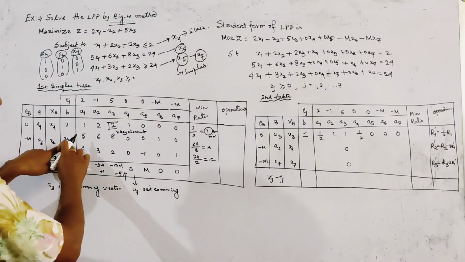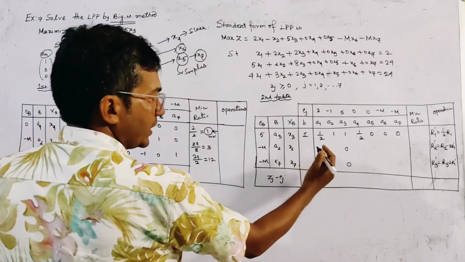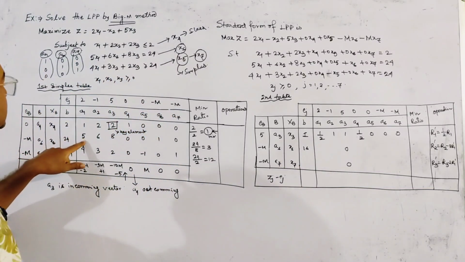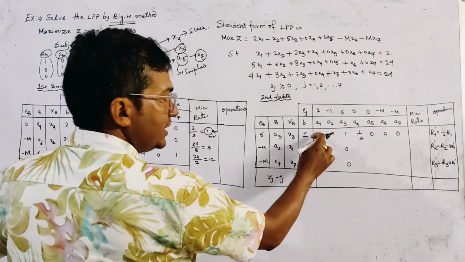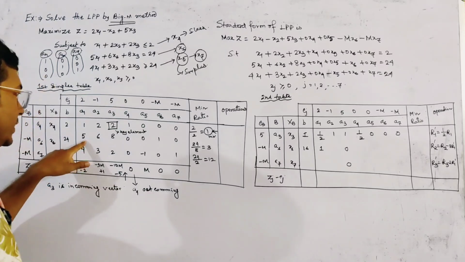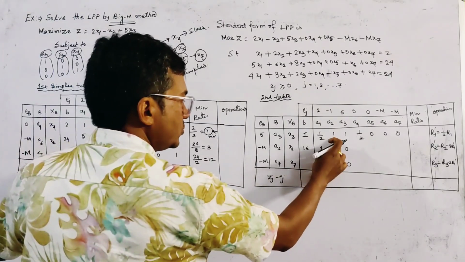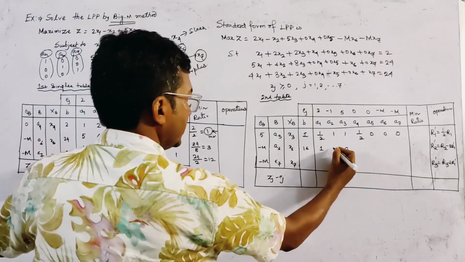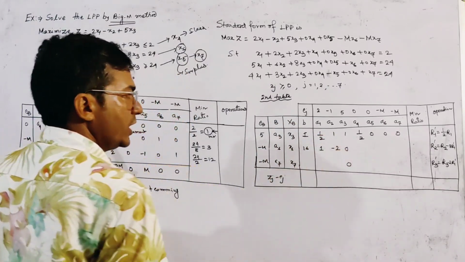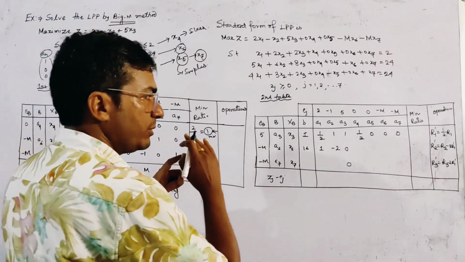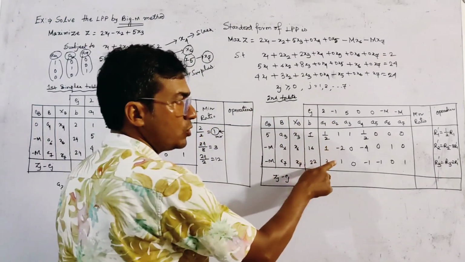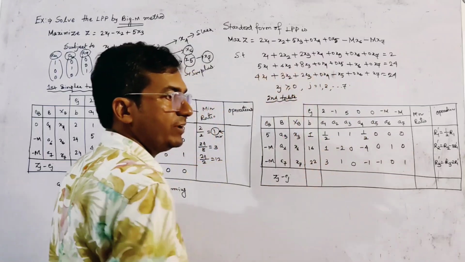This is 24 minus 8 into 1, this is given by 16. And this is 5 minus 8 into half, this is 1. 5 minus 4, this is 1. This is 6 minus 8 into 1, this is minus 2, and we complete the table by the same argument. We get the other two rows by the given operation.